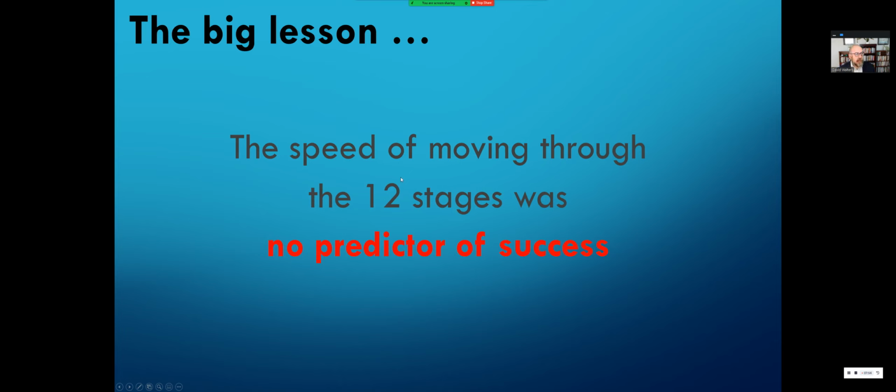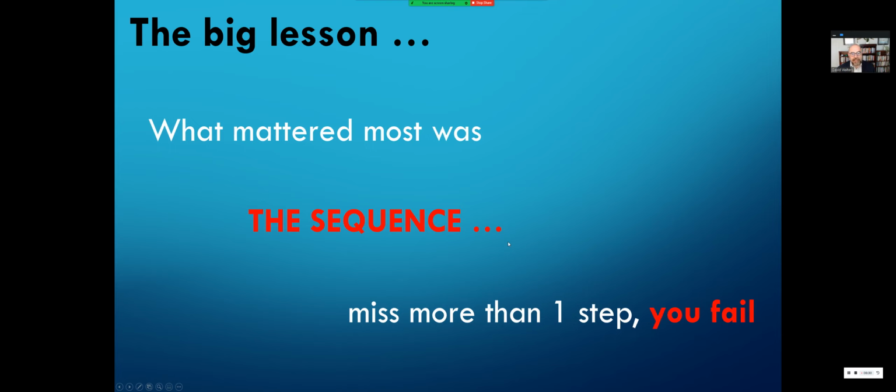Now, one of the big lessons, probably the biggest lesson that Desmond Morris found, was that the speed of moving through these 12 stages was no predictor of success. And you've probably heard the stories of people who are flying across the country. The plane gets grounded because of bad weather. People end up in the bar at the airport. And a few hours later, the flight agent comes in and says, hey, we can't take off tonight. We're going to put you all into hotels. And then people who were complete strangers 3 or 4 hours before are now hooking up for the night. So the speed at which you move through the 12 stages is no predictor of success. It can be done very quickly. What is important is the sequence. If you miss more than one step in this process, you will fail.